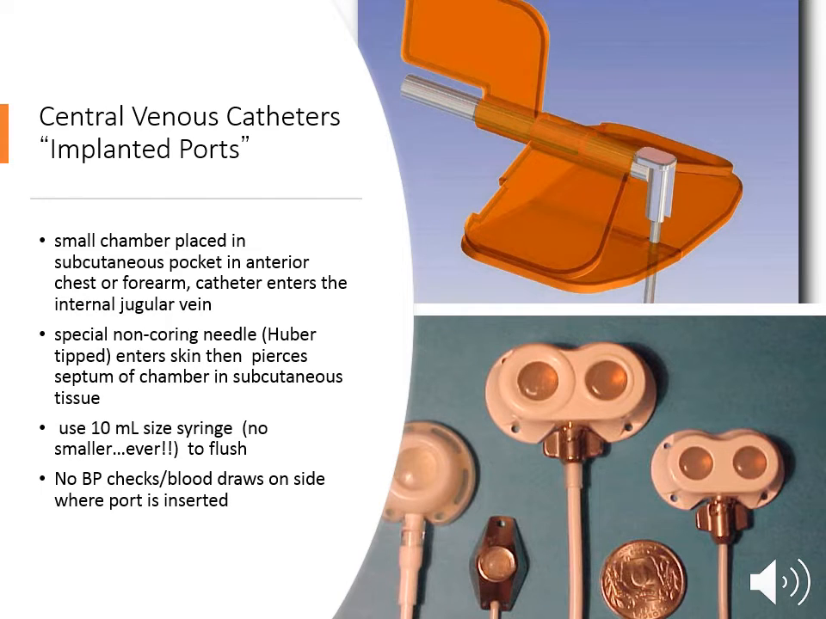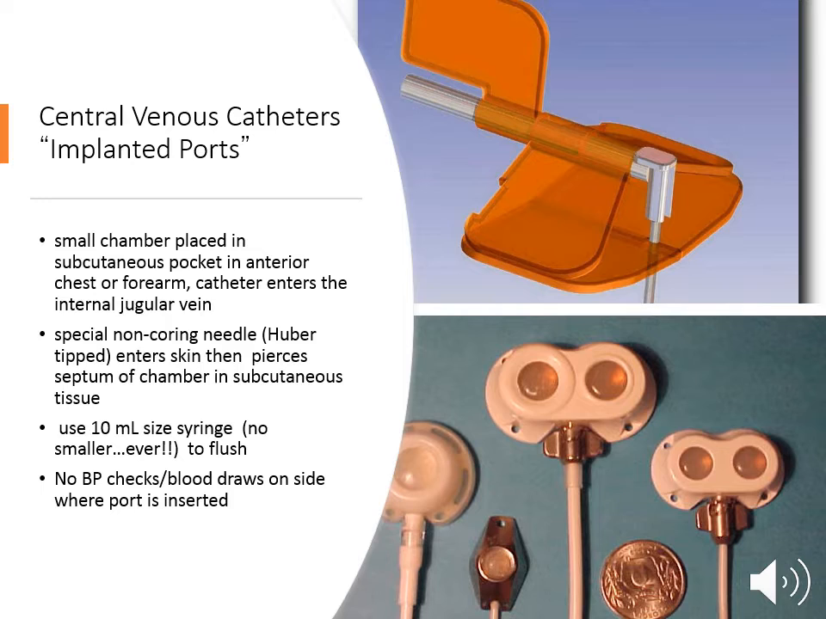Implanted ports are a type of central venous catheter that is used long-term, placed by surgeons, intended for long-term use. Most of the time you'll see these on patients that have maybe Crohn's disease that need chronic infusions, or if you have a patient who's getting chemotherapy regularly. So those long-term uses are going to have the port inserted into the subcutaneous pocket in the anterior chest or forearm, where the catheter then enters the internal jugular vein.